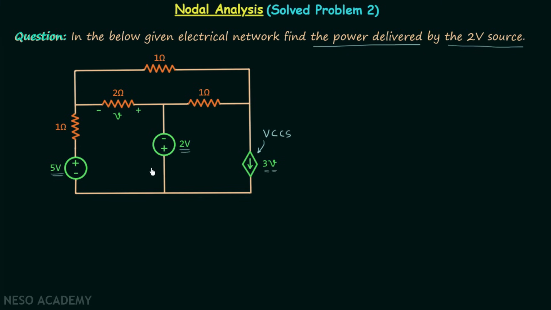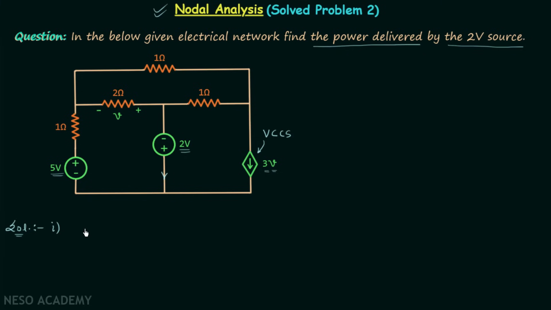And according to the question, we are required to calculate the power delivered by this source, and if we can calculate the current in this branch, then after multiplying the current by 2 volts, we will have the power delivered by this particular source. So our main aim is to calculate the current in this branch, and for that we will use nodal analysis. So let's move on to the solution of this problem.